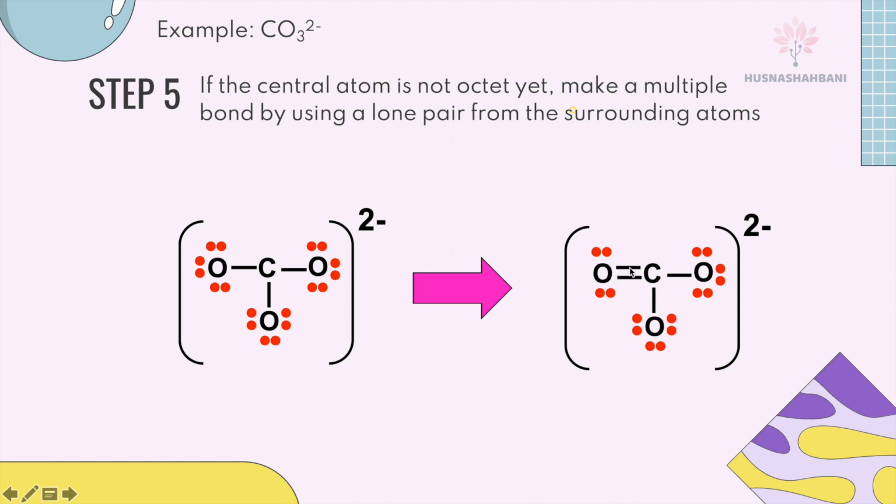Okay, you make a multiple bond. Now your carbon has a total valence of 8 electrons, and if you check, your oxygens also have a total valence of 8 electrons. That's the final step. If your central atom has not achieved octet, make a multiple bond. Make sure you use the electrons at the surrounding atom.